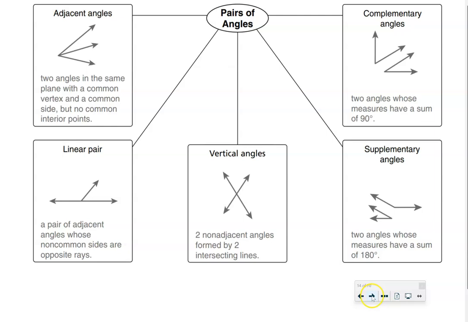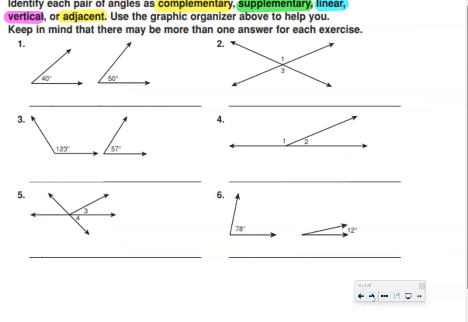All right, let's take a look at some examples. Okay, it says identify each pair of angles as complementary, supplementary, linear, vertical, or adjacent. Okay, so let's take a look at this first one here, where they're not connected at all, so it can't be adjacent. One's 40 degrees, one's 50 degrees, so that adds up to equal 90 degrees, so that makes it complementary.